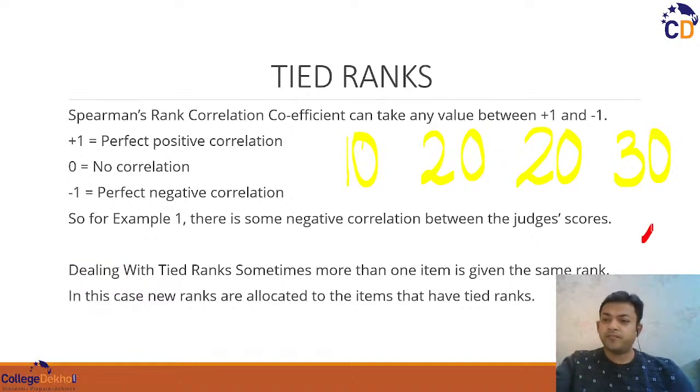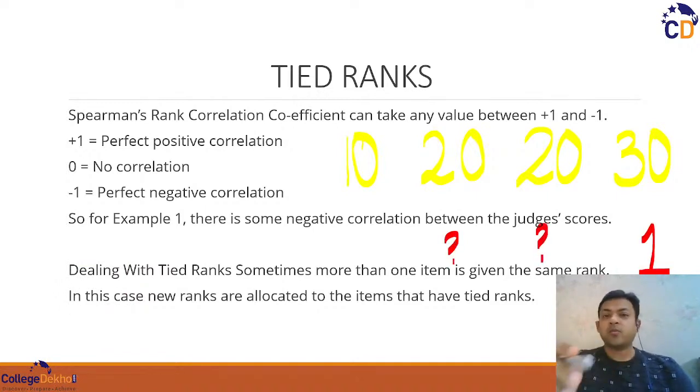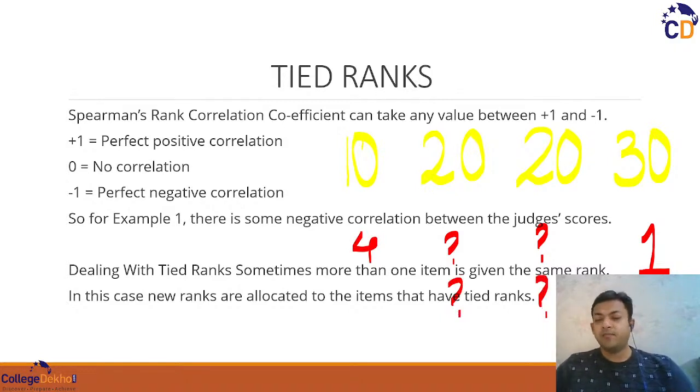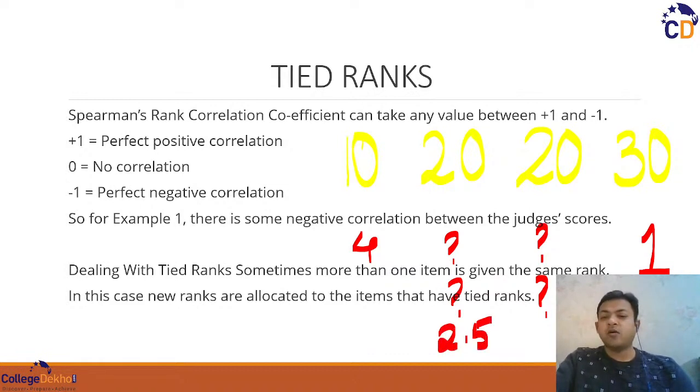But what about 20? What about this 20? Another thing is quite sure, that 10 has to be ranked 4. But again, the question mark is with these two. Since these two are tied, we are not sure which one to put as rank 2, which one to put as rank 3. Instead, what we do is we allot both of them a rank of 2.5. So the ranks now become 1, 2.5, 2.5, and 4. I hope that makes sense to everyone.